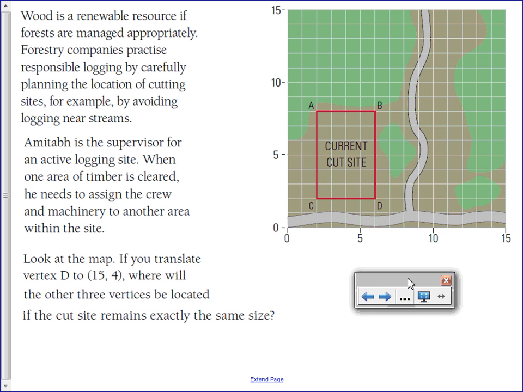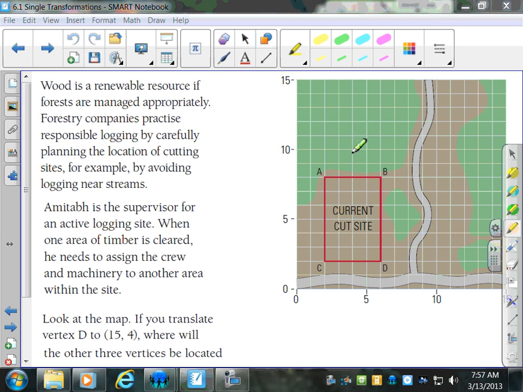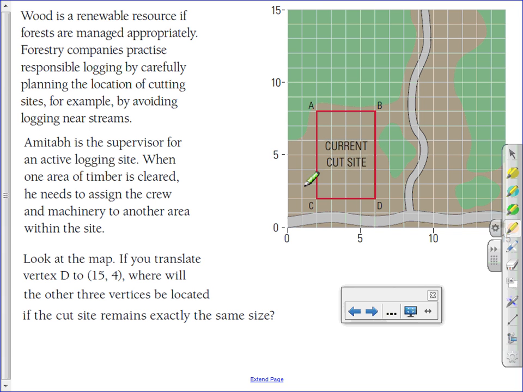One type of transformation is called a translation, which just basically moves a figure from one point to another point, and often it's up, down, left, right, etc. And so this current question is talking about taking this box and specifically point D and moving it from where it is to the new point, which is at 15 and 4. So I'm going to go ahead and do that. I'm going to first find, well, where's 15? Oh, it's over here. And 4, 1, 2, 3, 4 up. You can see where my dot is there.